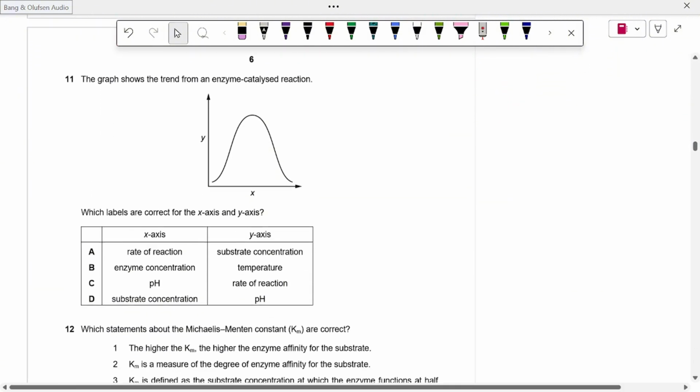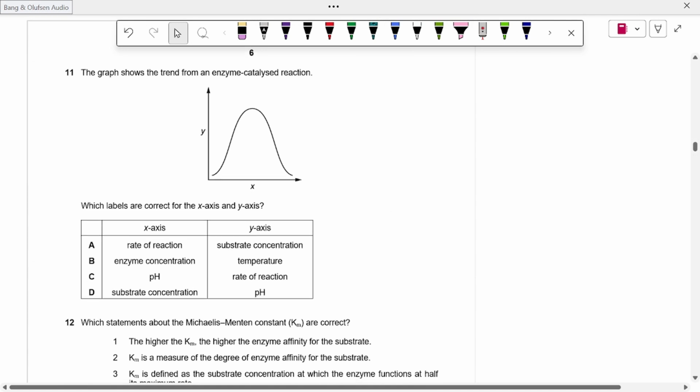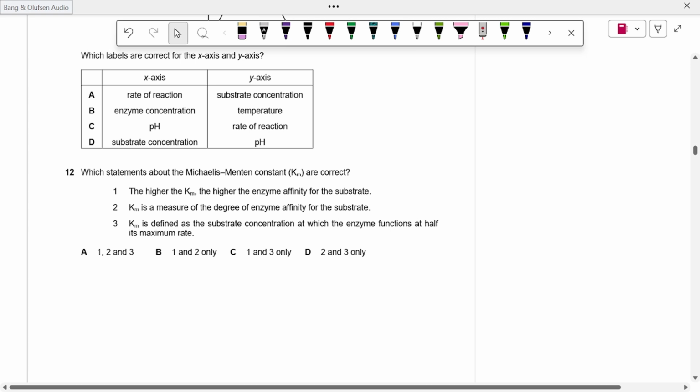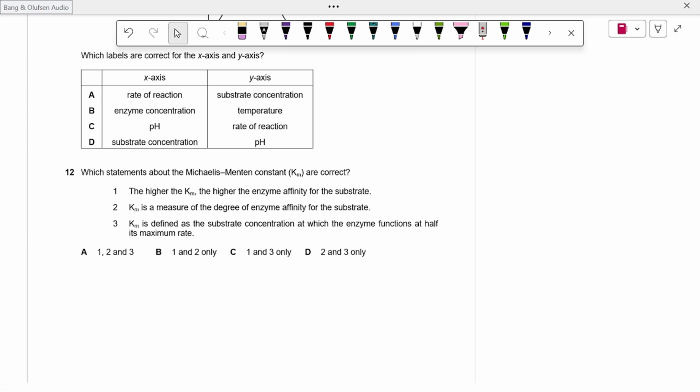Question 11. Question 11 is very easy. This is your homework. I think एक ही homework होगा आज. Which statement about the Km are correct? The higher the Km, the higher the enzyme affinity for the substrate. This is wrong. बिल्कुल inversely proportional होते हैं. The higher the Km, the lower the enzyme affinity for its substrate. One is wrong. Correct answer is D.